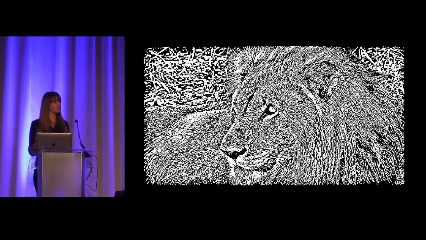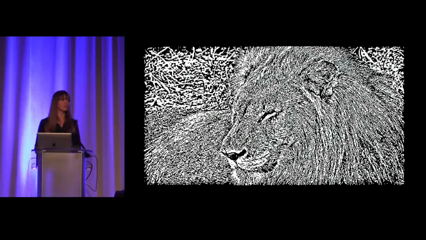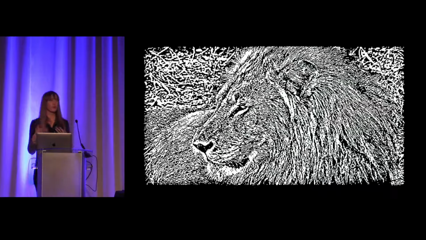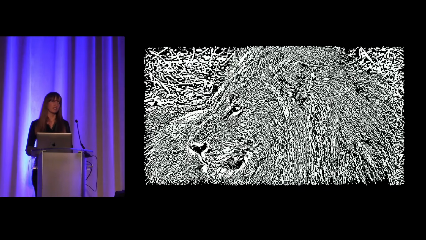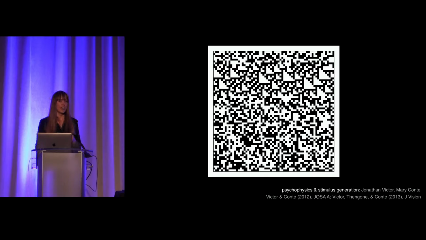Okay, so this approach of dialing structure into randomness has been used for a long time in the field of visual psychophysics to probe our own visual sensitivity. And so this is done much more rigorously in the lab than what I've shown you here. One example of this is work from Jonathan Victor and Mary Conti, where they isolate certain visual patterns and they place them on an otherwise noisy background.